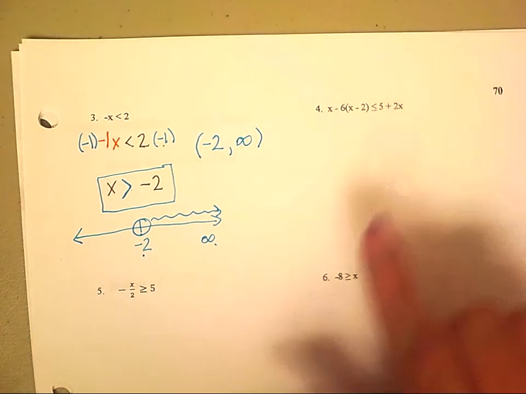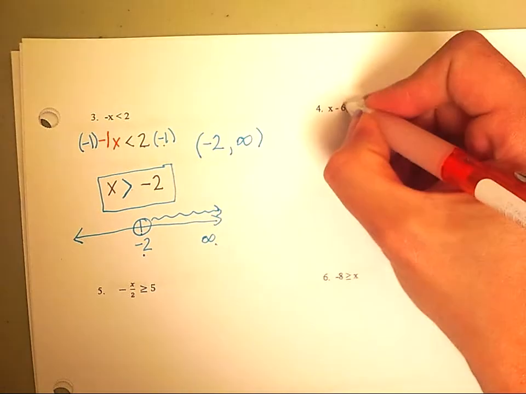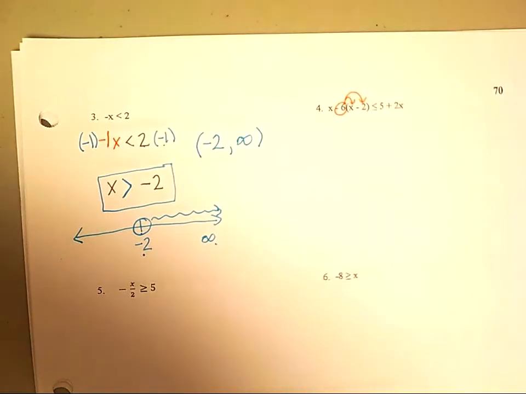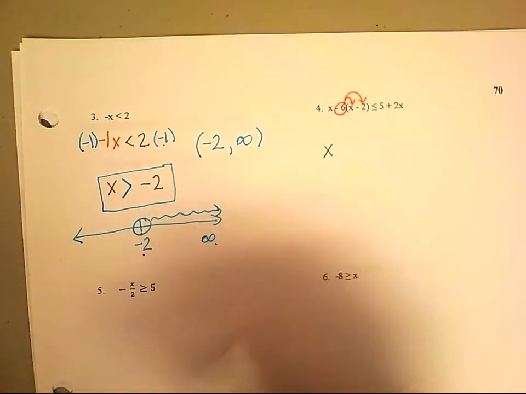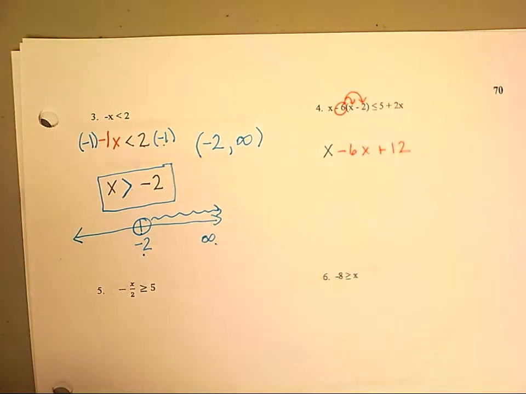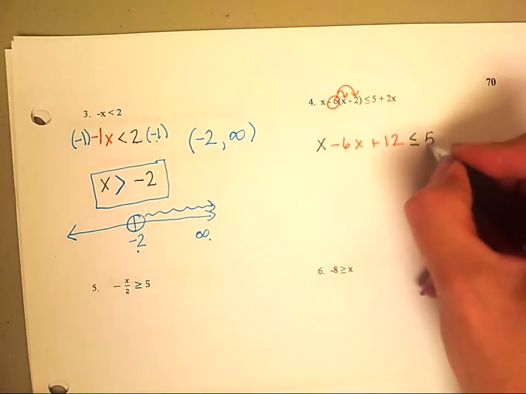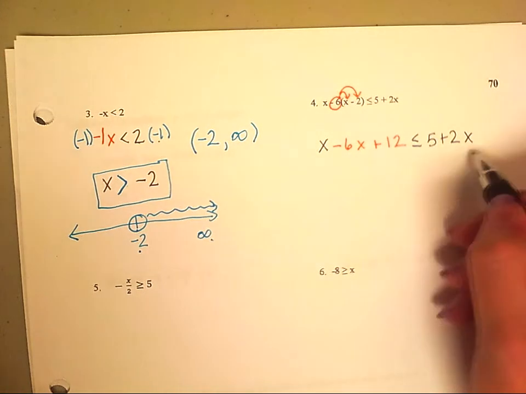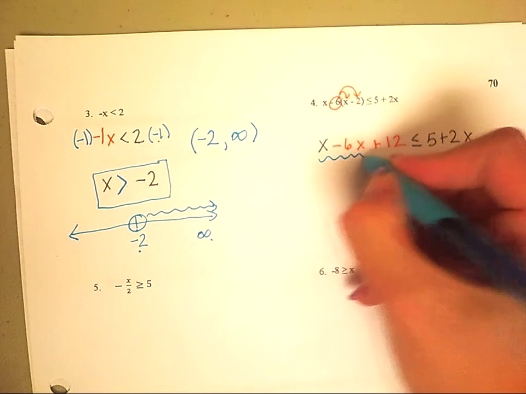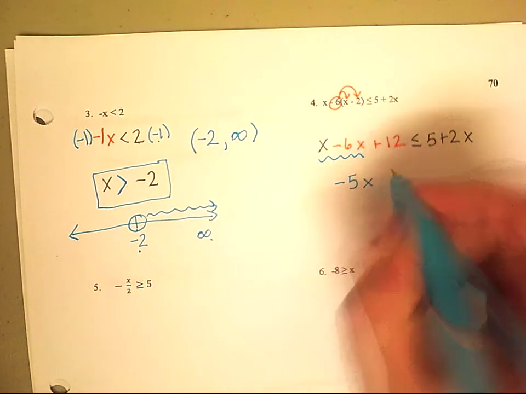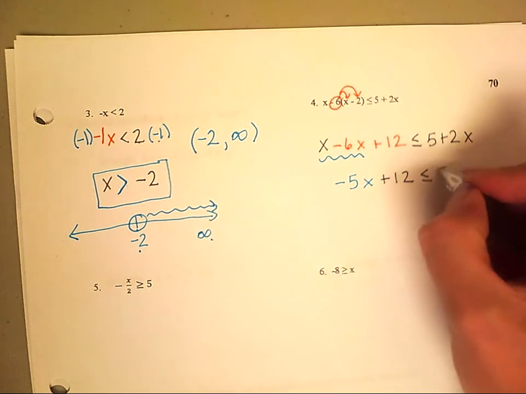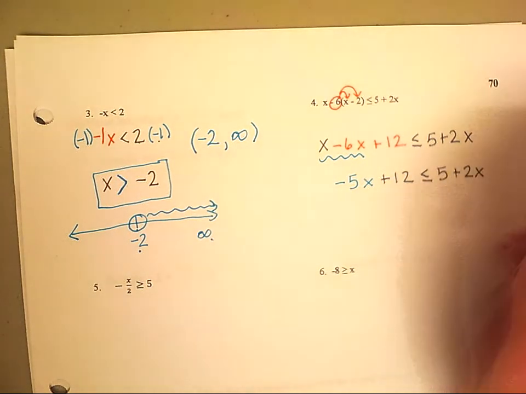Okay, let's do number 4. So if we can, we always want to simplify. So let's distribute this -6 through. So we get x minus 6x plus 12, and then less than or equal to 5 plus 2x. Nothing to simplify on this side. Now let's combine these like terms to get -5x plus 12 is less than or equal to 5 plus 2x.